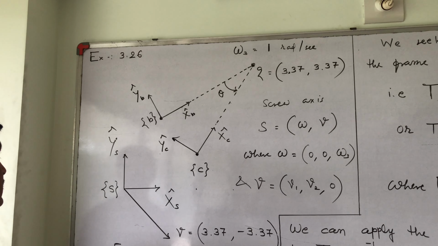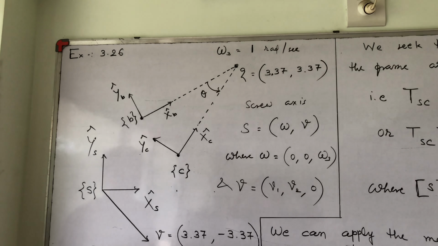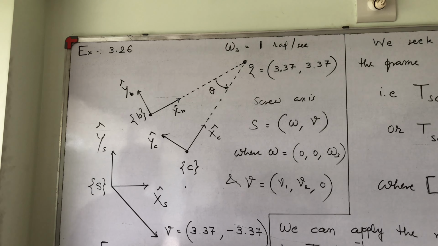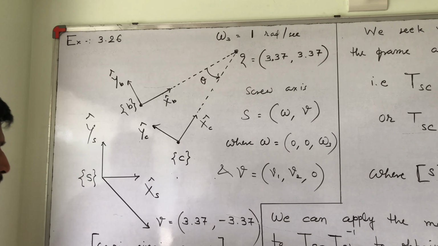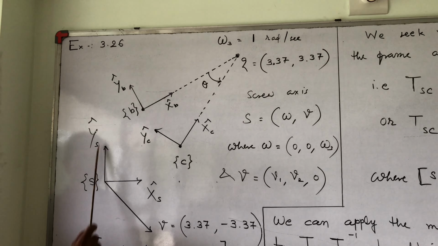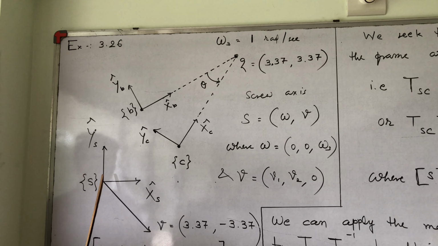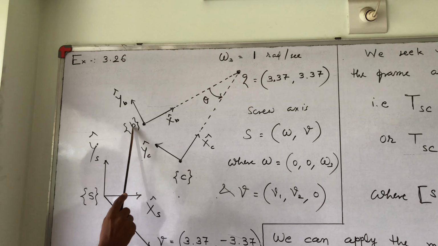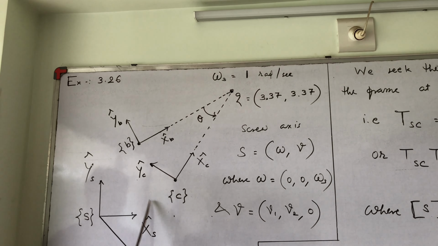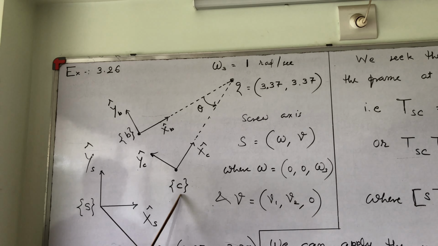Today we will discuss example 3.26 from Modern Robotics. See here, this one is the fixed frame, X_S, Y_S, the S frame, the fixed frame. This is the initial body frame, say B. This is the final body frame, say C.